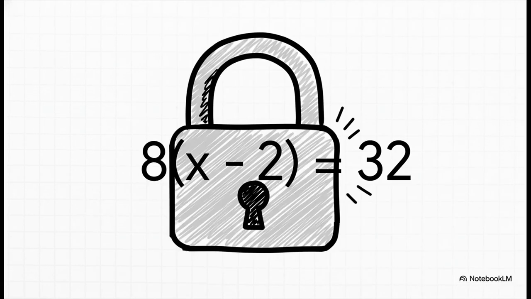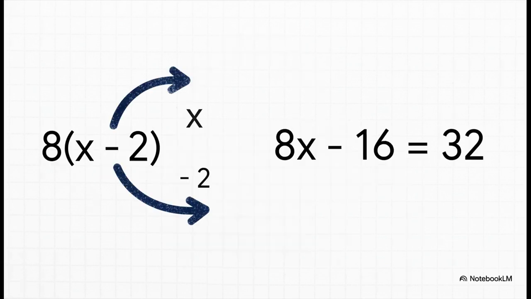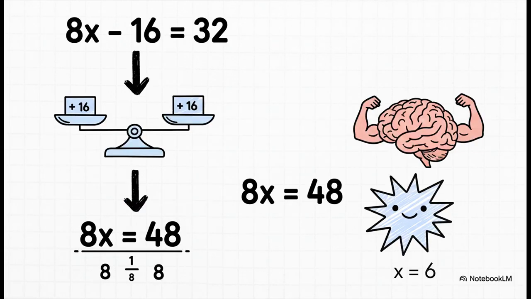Okay, one more, just to make sure this is completely locked in. Let's do this one even faster. 8 times the quantity x minus 2 equals 32. First step, you know it, distribute. That gives us 8x minus 16 equals 32. Done. Now, let's just finish it off. We add 16 to both sides. We get 8x equals 48. Divide by 8. And our solution is x equals 6. See, you're getting fast at this.